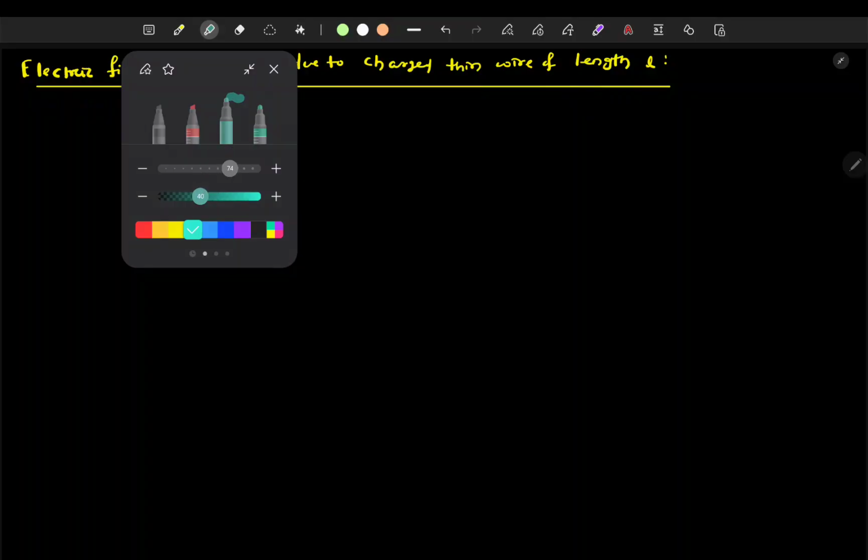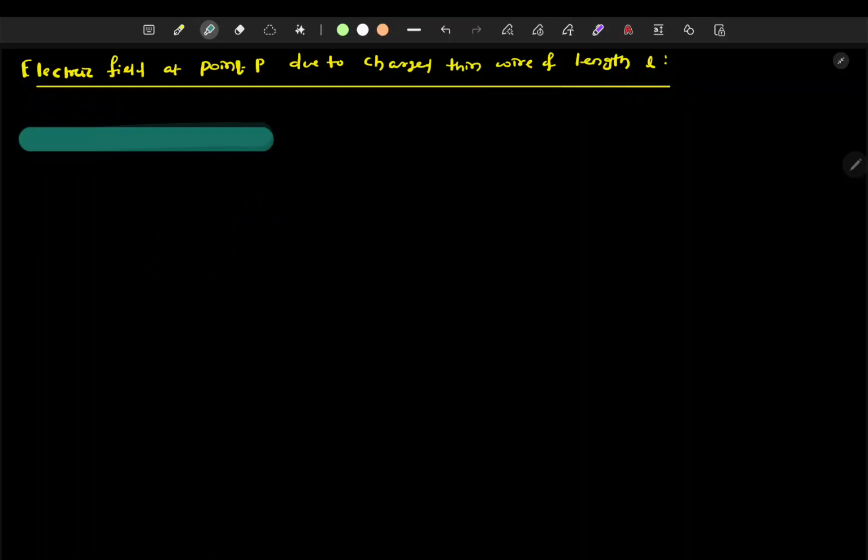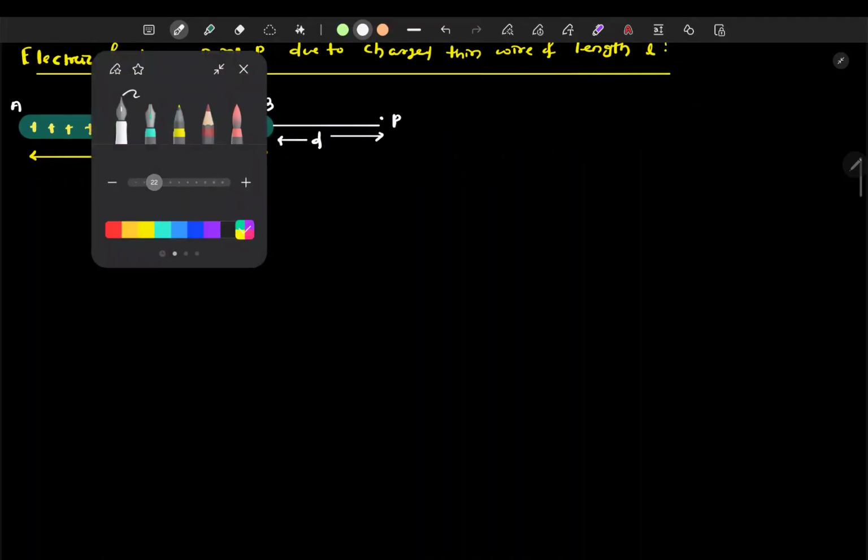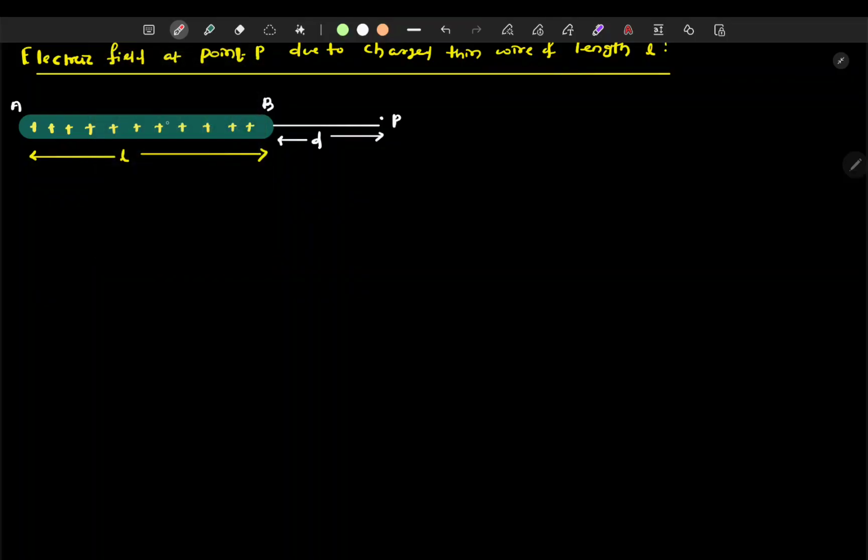Suppose this is your charged thin wire of length L. Let our aim be to calculate the electric field intensity at point P, which is at a distance D from the end B. This is end A, this is end B. And let us consider a small strip, that means a dL portion. Let this be our dL portion.